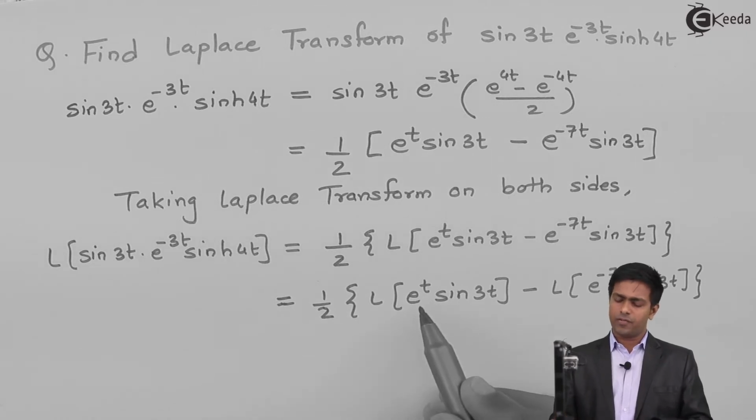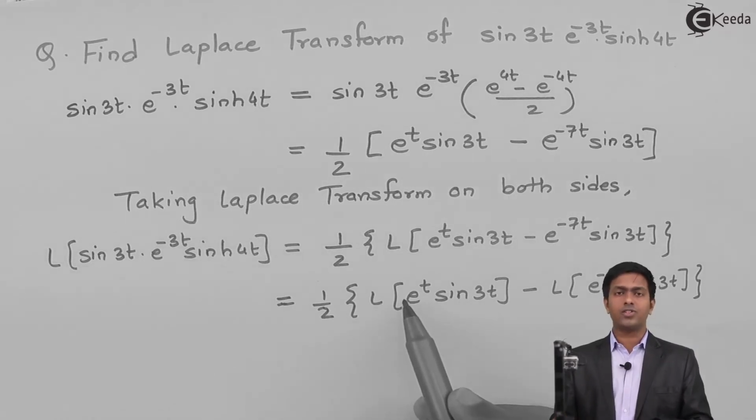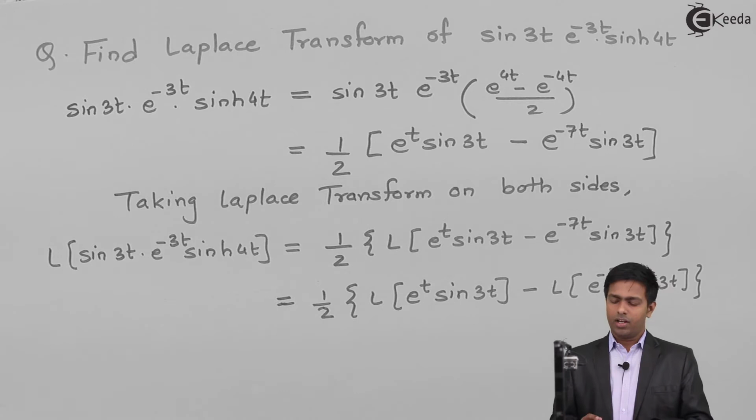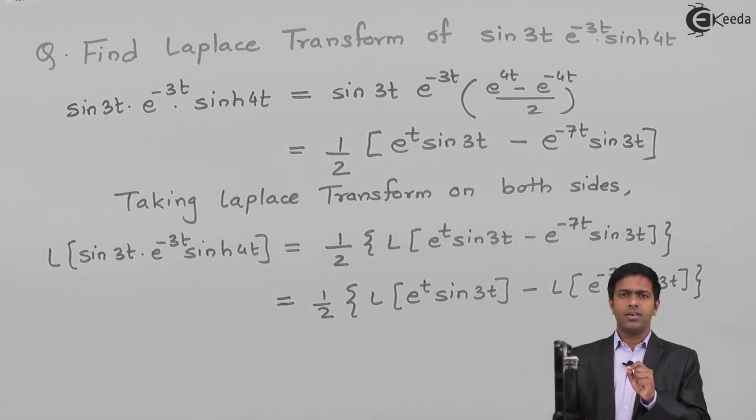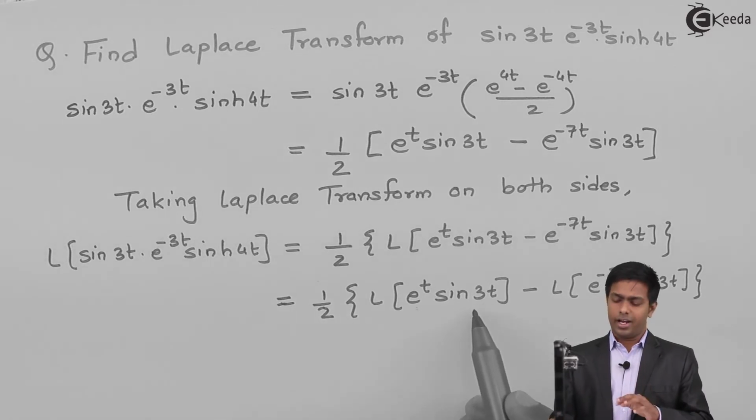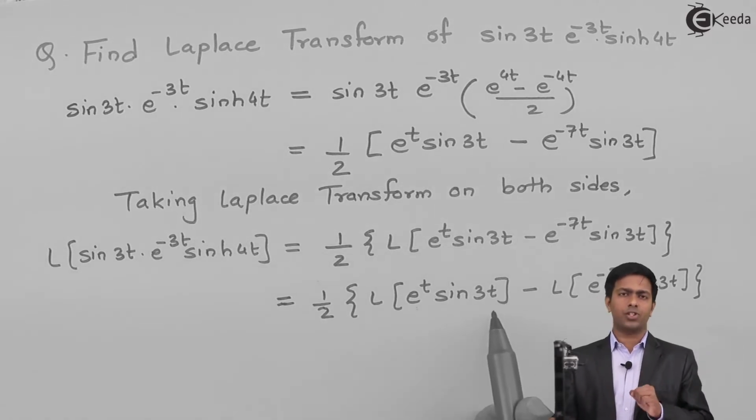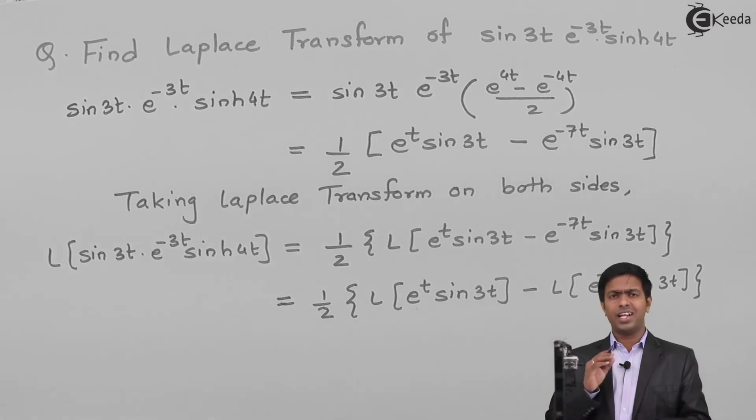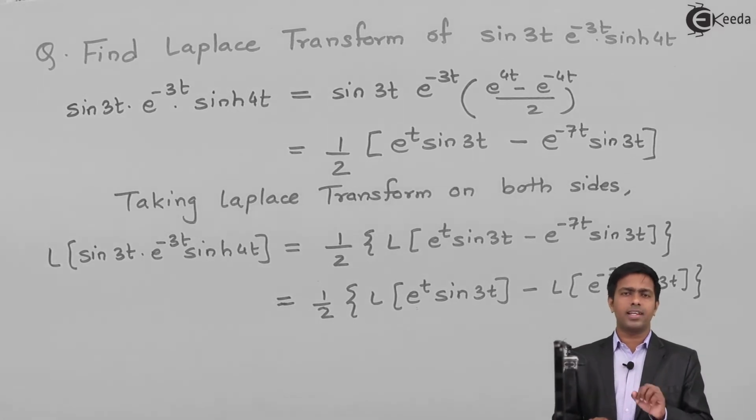So in the first function we have Laplace of e raised to t into sine 3t. Now guys, if you observe it carefully, you'll find that this function is matching with one property, and that property is e raised to at into function of t. It means here sine 3t is my function of t. So what is that property? That property is nothing but the first shifting property.